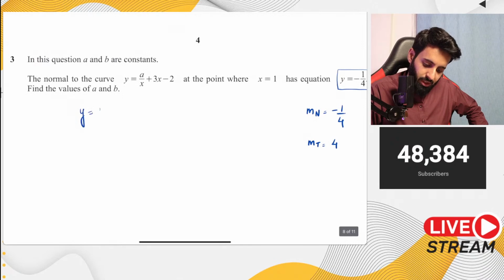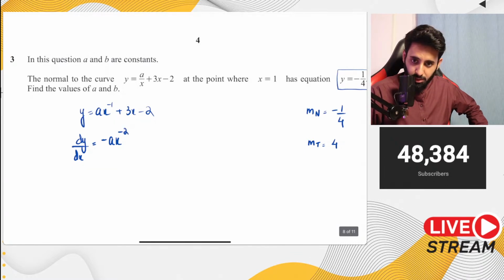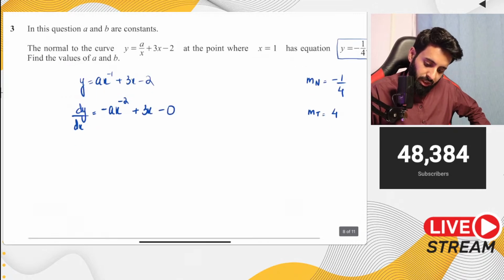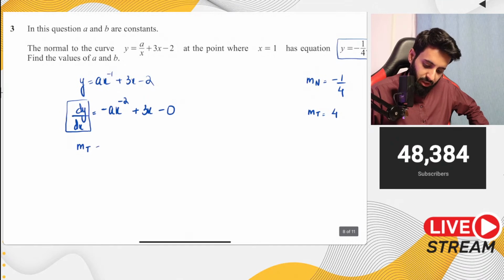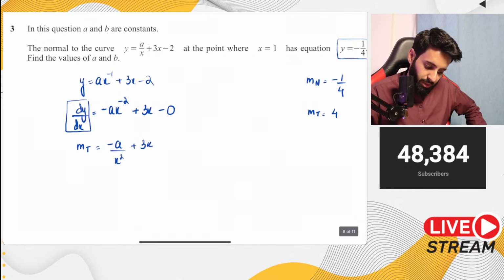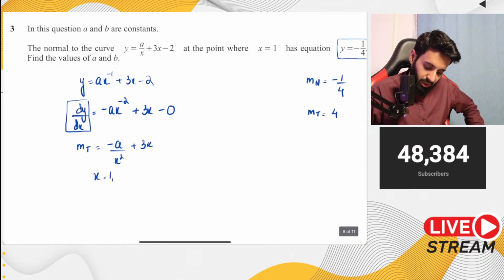Now before you differentiate this, make sure that you write it in a way so that it's easy for you to differentiate. And now if you differentiate it, this is what you get. You get minus a, x to the power minus 1 is going to be minus 2, plus 3 minus 0. So this dy by dx is actually the gradient of tangent. So the gradient of tangent can be found by using this equation, and I'll write it nicely, a upon x square plus 3x.